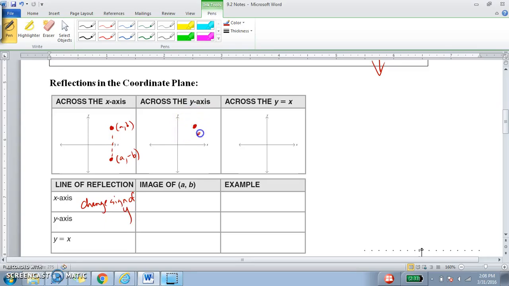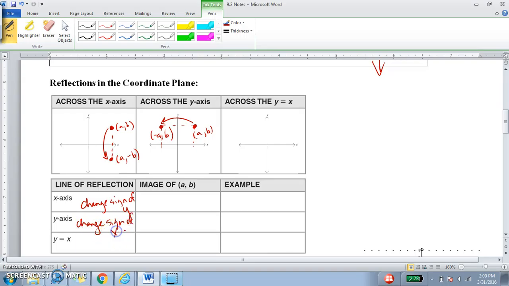For the y-axis, it's going to be the opposite. So if I start with this point A, comma B, and I flip it over the y-axis, so it flips this way, now the y-coordinates stay the same. So that's still B, but the x-coordinate, if this was A, now it turns into -A. So now we're going to change the sign of the x-coordinate.